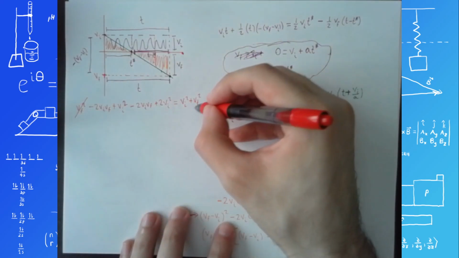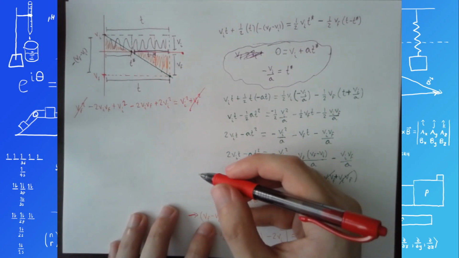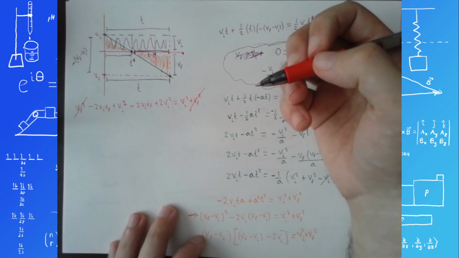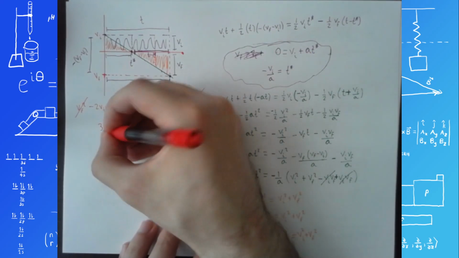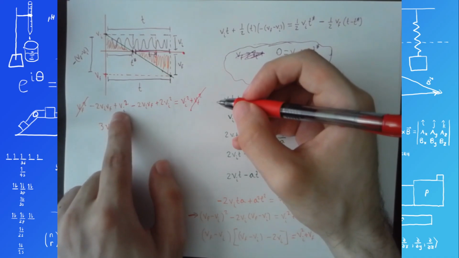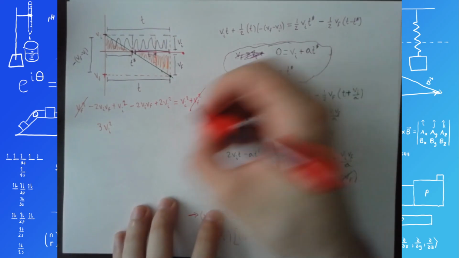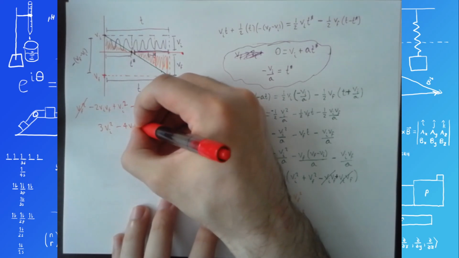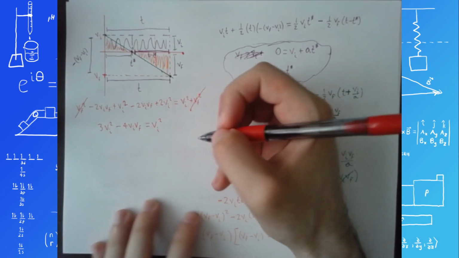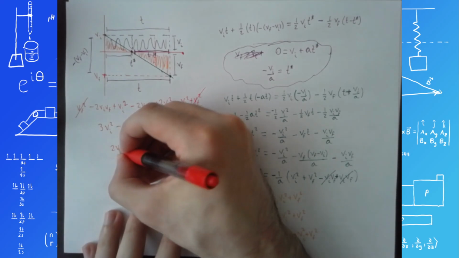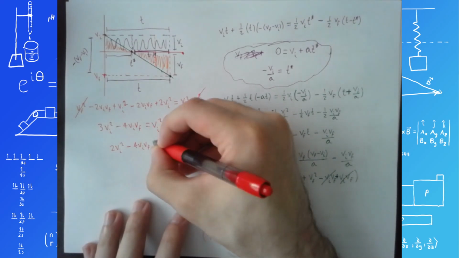Well, I can cancel v final squared on both sides. And I'm getting the same problem of this 3v initial squared thing. I've got 3v initial squared. If I combine this with this, and then minus 4 v initial v final, and that's somehow supposed to equal v initial squared. If I cancel v initial squared on both sides, then that leaves me with 2v initial squared minus 4 v initial v final has to equal 0.